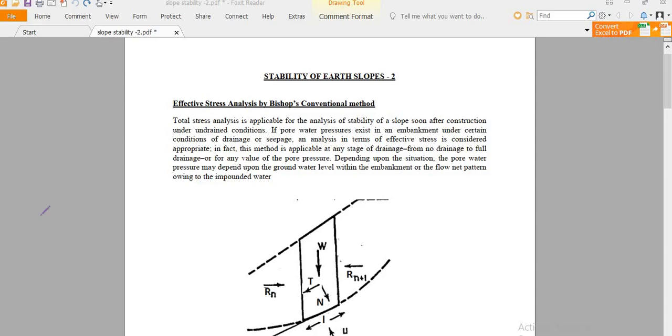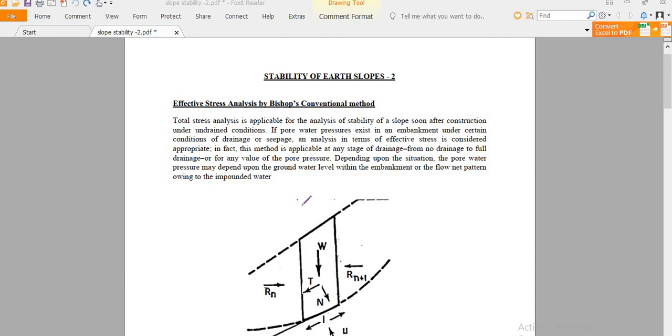So, hello everyone. In the previous lecture, we discussed total stress analysis. And remember again, total stress analysis is to analyze slopes under undrained conditions, not drained conditions. For example, if there is an embankment soon after construction, the water has no time to disappear from the embankment. Therefore, the stability should be considered with respect to total stress analysis.